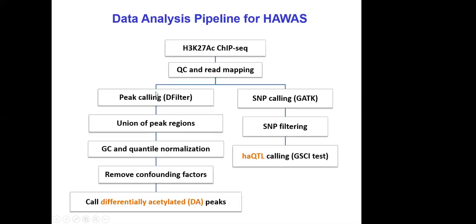One is, of course, calling ChIP-seq peaks, and each ChIP-seq peak is presumably a regulatory element, either an active enhancer or an active promoter. And then take the union of ChIP-seq peaks across all 40, or I guess 60 or 80 individuals. And those are our regulatory elements. And then harmonize the data sets using GC normalization, quantile normalization, regressing out confounding factors like age and sex and technical confounding factors and so on. And then call differentially acetylated peaks.